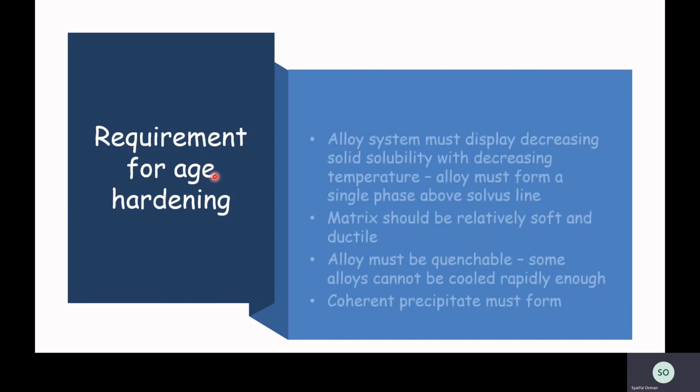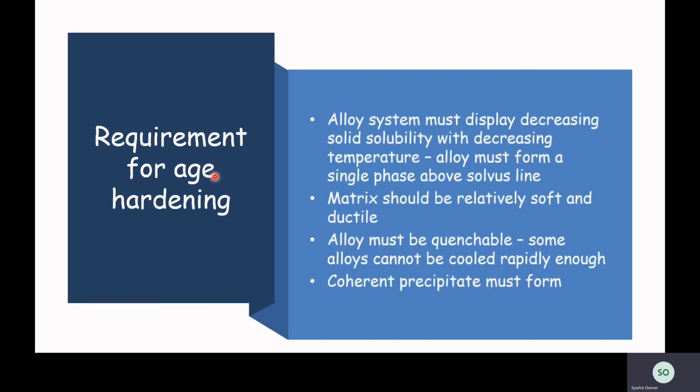Here we have some requirements for age hardening. Not all alloys can be age hardened. Four conditions must be satisfied for an alloy to have an age hardening response during heat treatment. The first one is that the alloy system must display decreasing solid solubility with decreasing temperature. In other words, the alloy must form a single phase on heating above the solvus line, then enter a two-phase region on cooling.